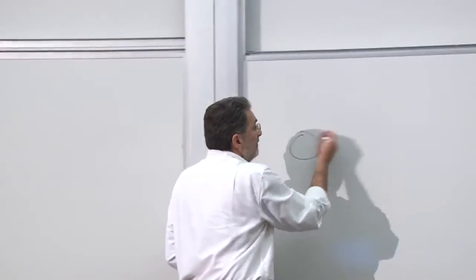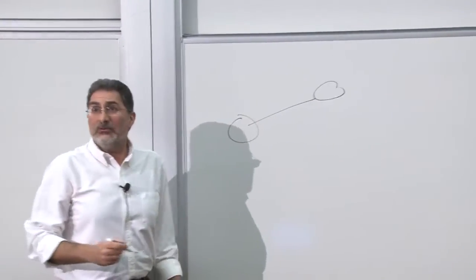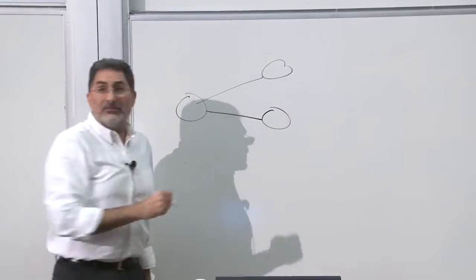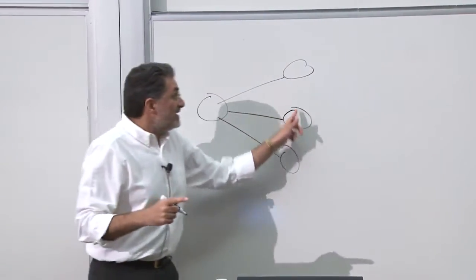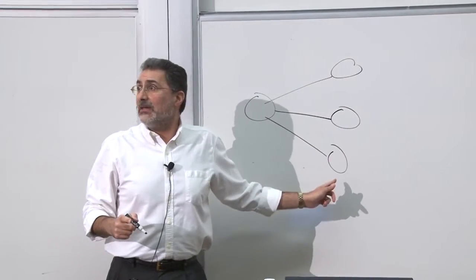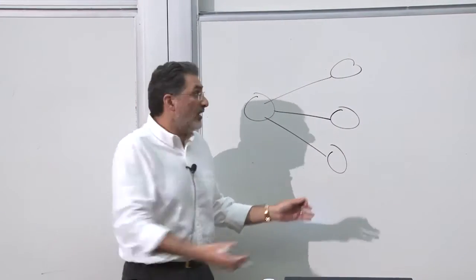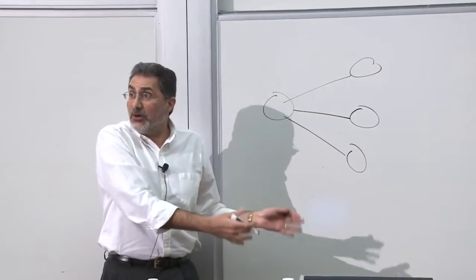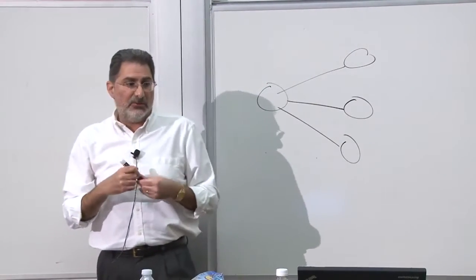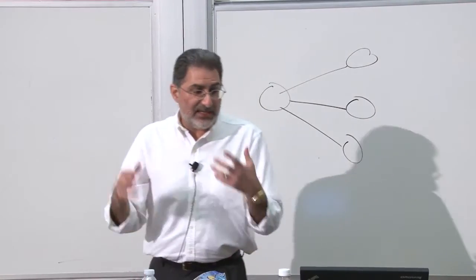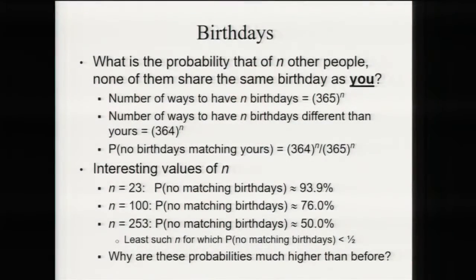So here's you. First person comes along, we compare him to you. Next person comes along, we compare him to you. Next person comes along, we compare him to you. The only issue is these people can share the same birthday, and there's no issue with that. So we need more than 180 people to get half because some of those people will actually share birthdays. So that's why these probabilities are so much higher than before.